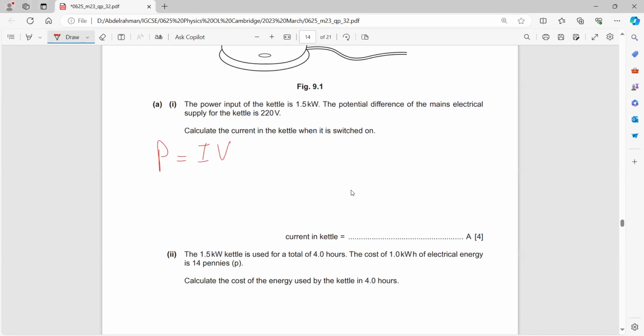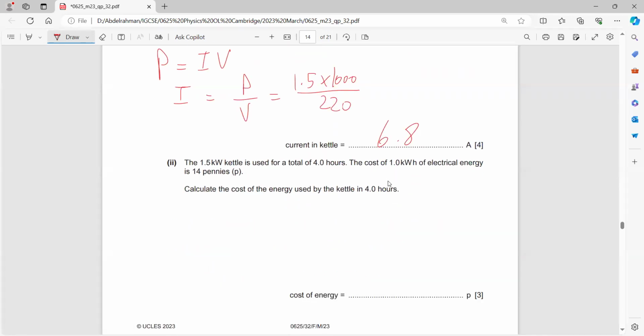Initially, the equation was power equals IV. So if I want the current, I have to calculate power over voltage. But the power is in kilowatts, so you have to multiply it by 1000. So 1.5 times 1000 divided by the voltage, which is 220 volts. This would give me a current of 6.8 amperes.